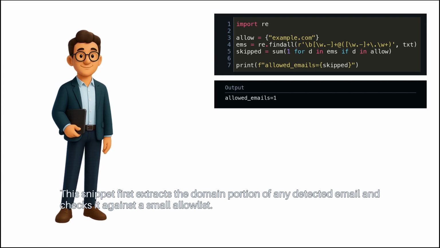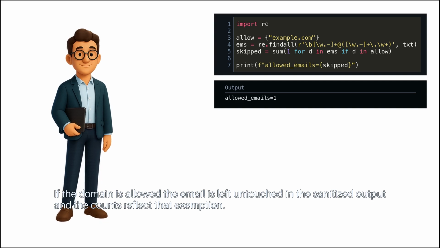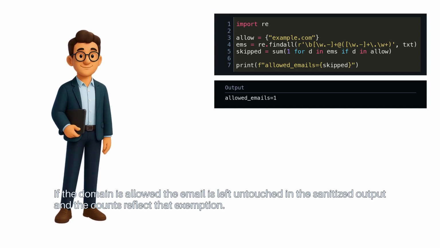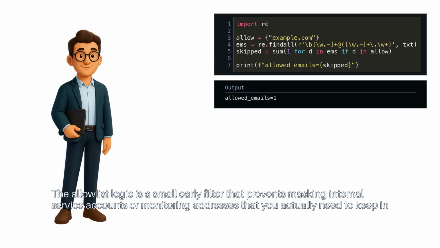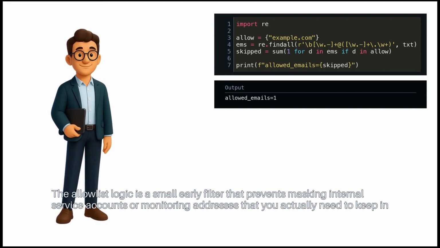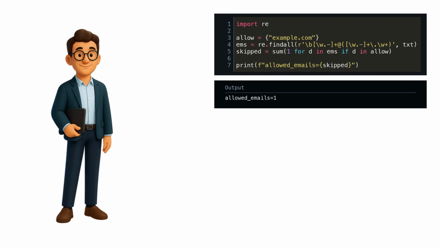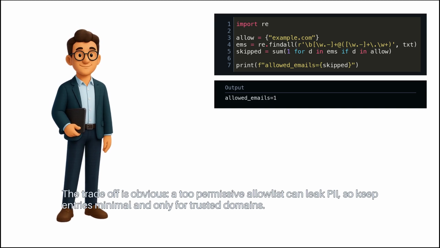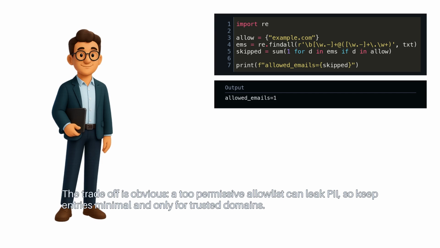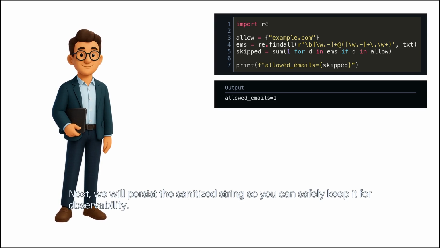This snippet first extracts the domain portion of any detected email and checks it against a small allow list. If the domain is allowed, the email is left untouched in the sanitized output and the counts reflect that exemption. The allow list logic is a small early filter that prevents masking internal service accounts or monitoring addresses that you actually need to keep in logs. The trade-off is obvious. A too permissive allow list can leak PII, so keep entries minimal and only for trusted domains. Next, we will persist the sanitized string, so you can safely keep it for observability.